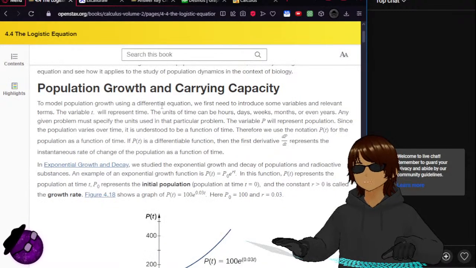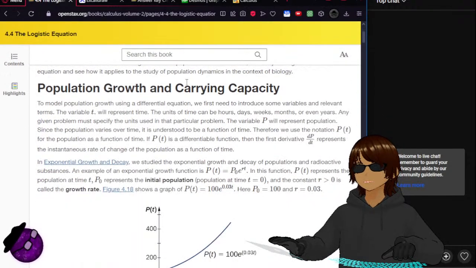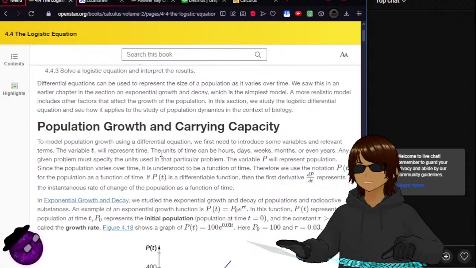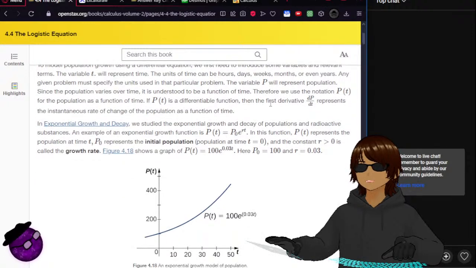To model population growth using a differential equation, we first need to introduce some variables and relevant terms. The variable t will represent time. The units of time can be hours, days, weeks, months, or even years. Any given problem must specify the units used in that particular problem. The variable P will represent population. Since the population varies over time, it is understood to be a function of time. Therefore, we use the notation P(t) for the population as a function of time.